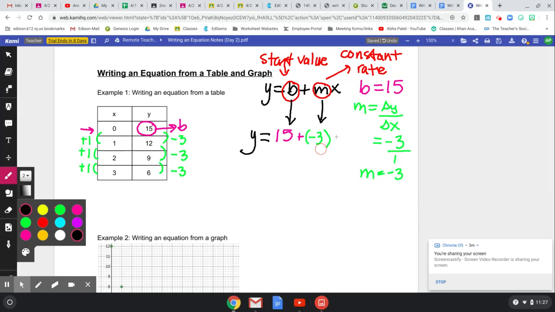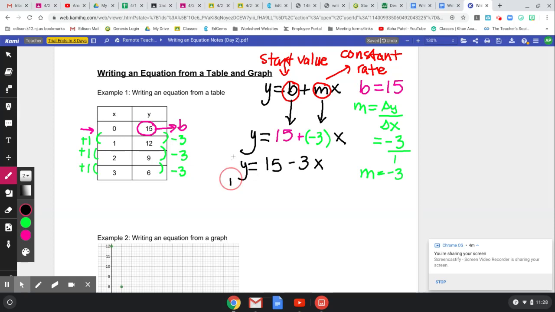x. You're always going to have an x and a y in these equations. And you can rewrite this, and I really recommend it, it's a good habit to get into, as 15 minus 3x. Because you have a negative constant rate or a rate of change, this is going to be going downwards. If it's a positive number, you're just going to have a plus. So if this was going up by 3, if this graph was flipped around, you would have 15 plus 3x. If it was +3, +3, +3.